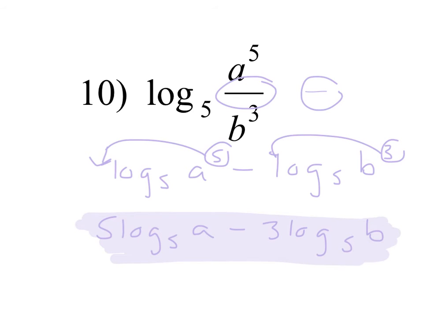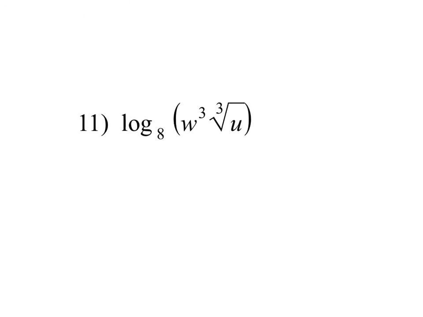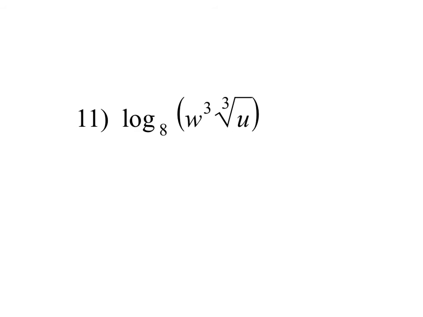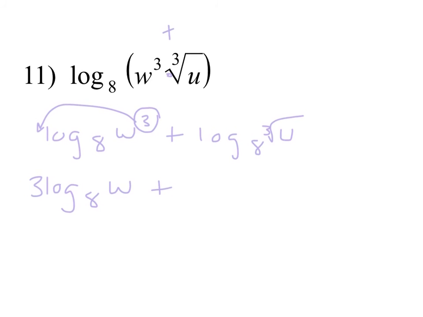All right, let's go to 11. Okay, so here we're multiplying these two together, so we're going to break it apart and add. So we have log base 8 of w to the 3rd power plus log base 8 of the cubed root of u. So just looking at the first part, we can bring this 3 to the front. So we have 3 log base 8 of w. So that's done. Now looking at the second part.